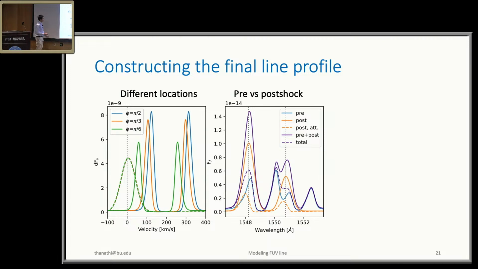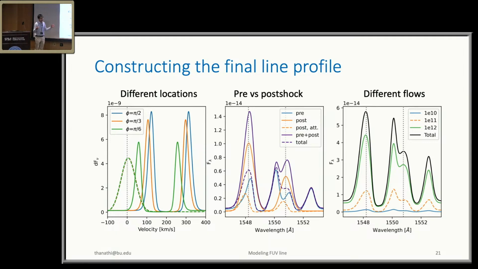Now, if we sum up all the emissions from the pre-shock and the post-shock for one accretion column across the star, we can see that this is the total. So the dashed line here is the total. The pre-shock emission gets absorbed by the post-shock emission, which gets absorbed by the wings of the pre-shock emission. So it's not as high as it should be. At some inclinations it does not. So it has a very structured profile.